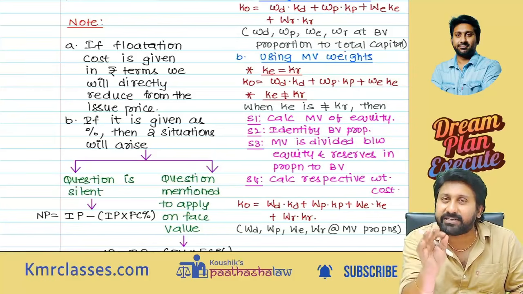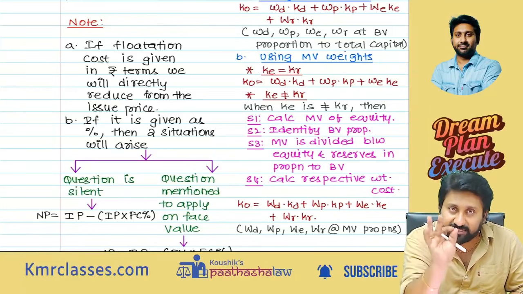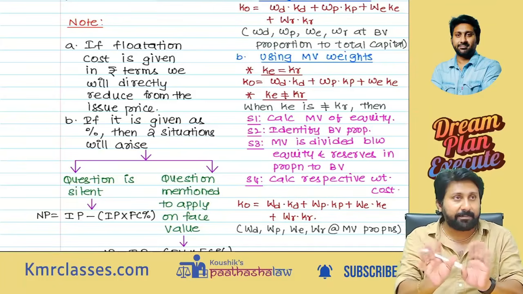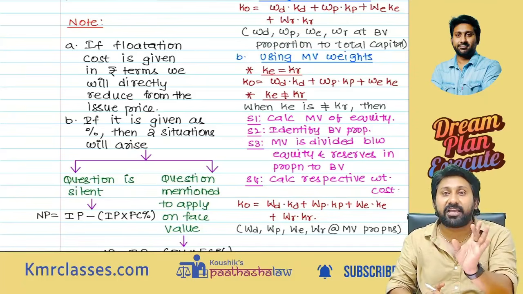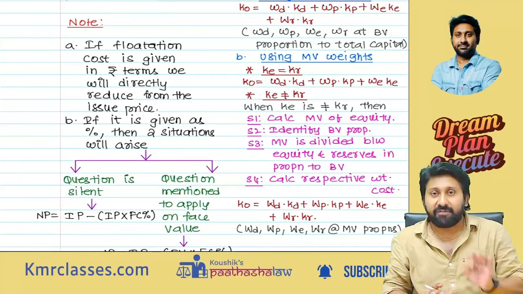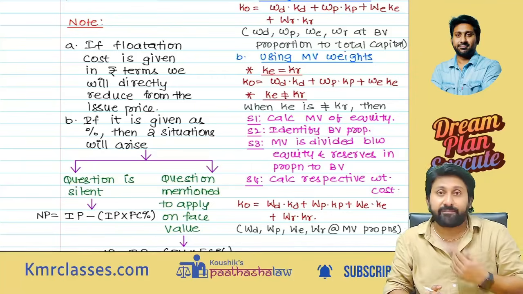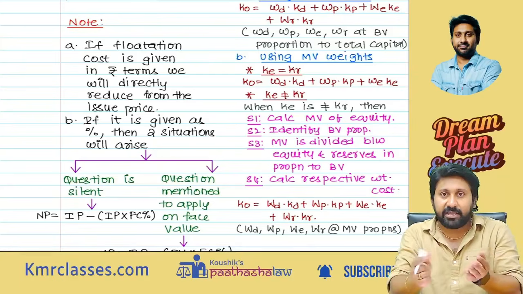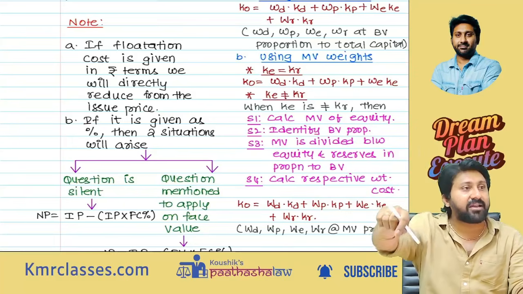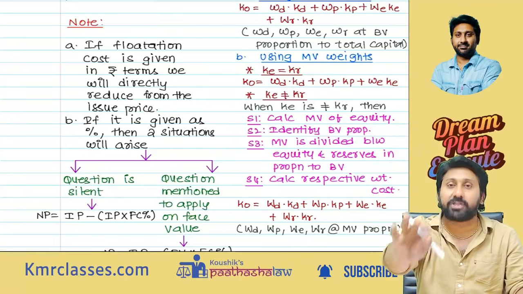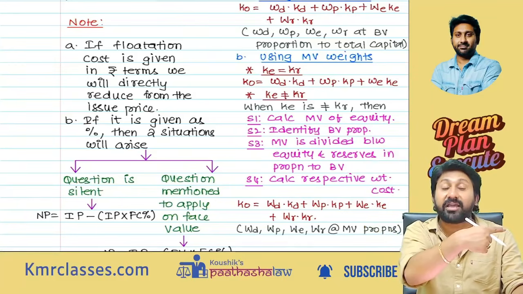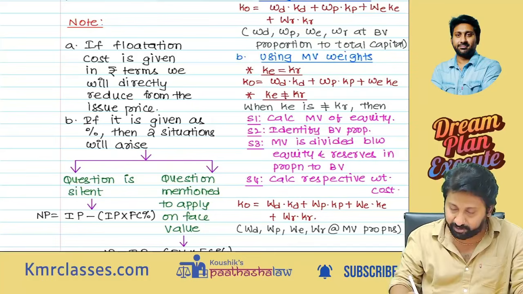Whenever book value weights are asked in the question, reserves will be considered. When market value weights are asked, reserves are not separately taken. The market price of a share is assumed to already include the reserves. Whenever market value weights are calculated, in the total capital you should not consider reserves again. The market price of the equity share already includes reserves, and that assumption is absolutely right. Any doubt? Go to my cost of capital revision lecture on YouTube, you will understand. I told the reason there also. This is a formula revision.